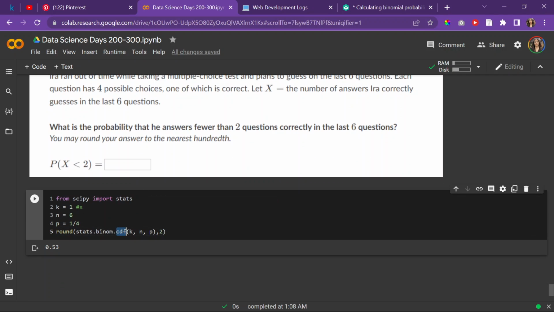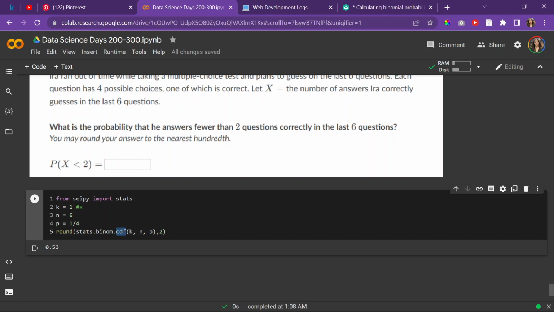The reason we don't use, there's an option in your calculator that says PDF. The equivalent to PDF in Python is PMF, which is probability mass function. You use that when it's asking for an exact number of questions answered. For example, if they ask what is the probability that he answers exactly 2 questions, then you would use PMF, because PMF calculates the probability mass function at exactly that point.